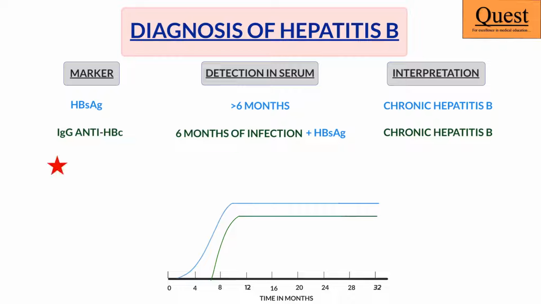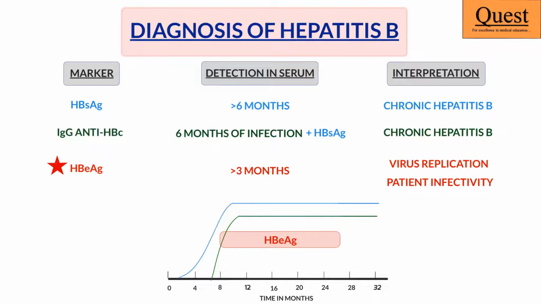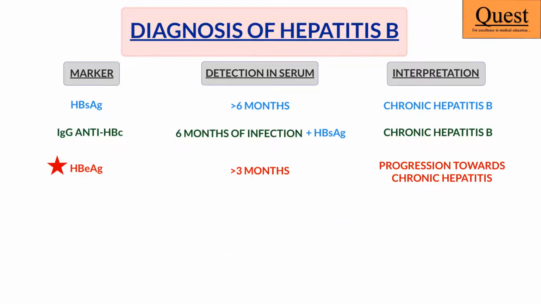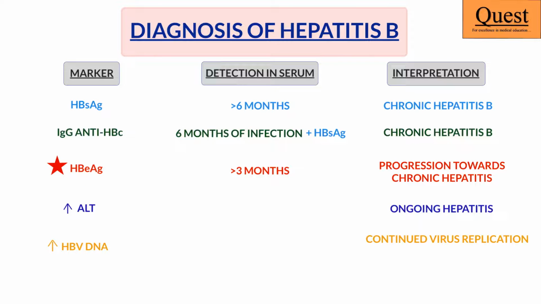But the most important marker for us is hepatitis B E antigen. This is a marker of replication of the virus and also infectivity of this patient. If this HBe antigen is present for beyond 3 months, that is a marker of progression towards chronic hepatitis B. Two more important blood tests are presence of elevated ALT, which is a marker of ongoing hepatitis, and HBV DNA levels. Elevated HBV DNA levels tell me that the virus is still replicating and there is ongoing risk of damage.